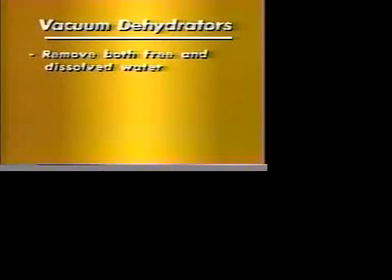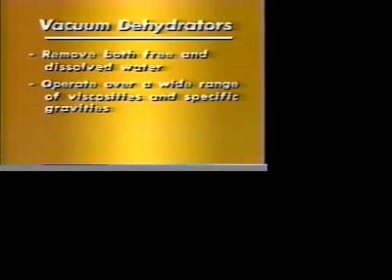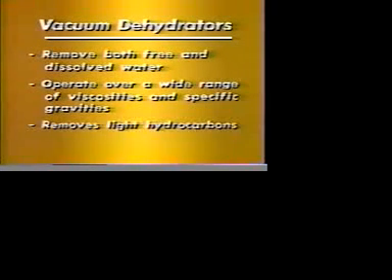Vacuum dehydrators have the principal attribute of being most versatile. They remove both free and dissolved water. They cover a wide range of viscosity and specific gravities and can be used to restore transformer oils. Also, of course, they will remove the light hydrocarbons, which, as we said earlier, are frequently contaminating seal oils in process gas machines.